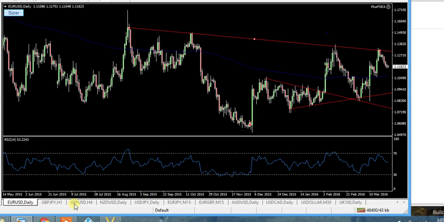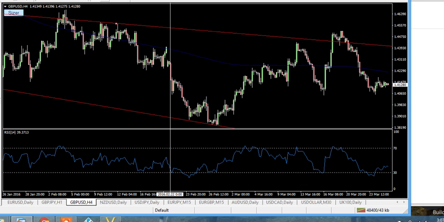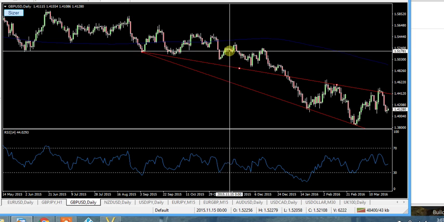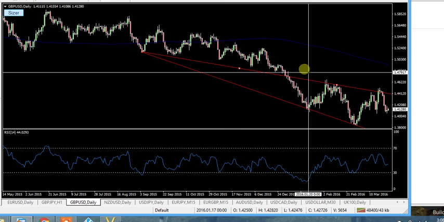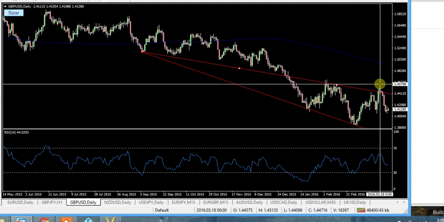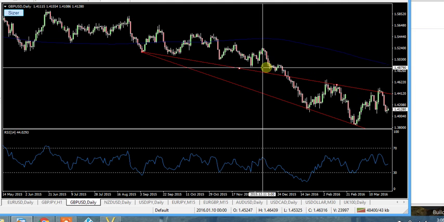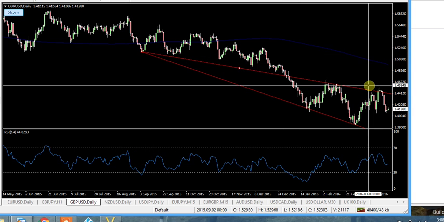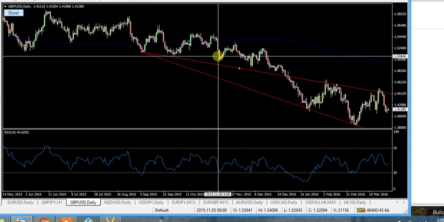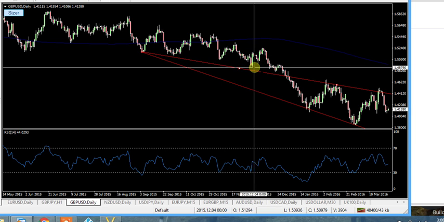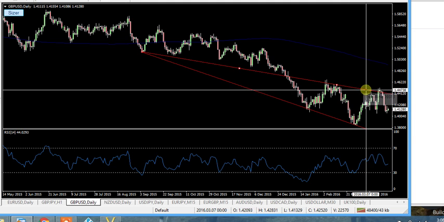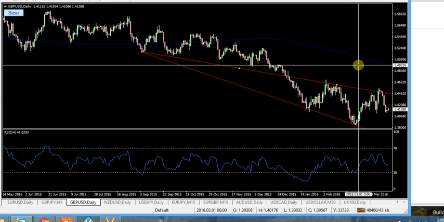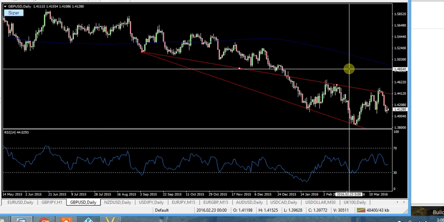Right, if we move on to the Great British Pound, this has dropped a fair amount this week. The bears are currently in play. As you can see, it has dropped off this resistance here, this declining resistance. It's fairly strong. It's fairly close to these swing lows here, which reinforces it a bit more.